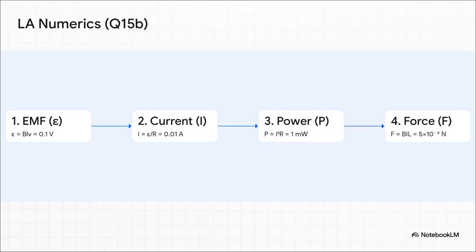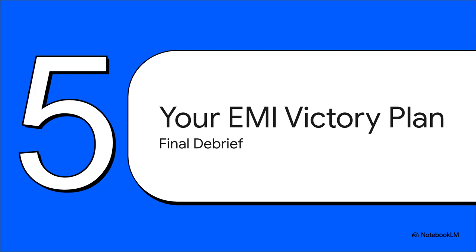Now for the numerical part. Let me give you a little insider tip from the examiner's playbook. Every single one of these calculations, EMF, current, power, force, each one gets you partial marks. So what does that mean? It means even if you somehow mess up step 1, you keep going. Use your wrong answer in the next steps. Show every calculation to scrape up and maximize every possible point. Never leave it blank.